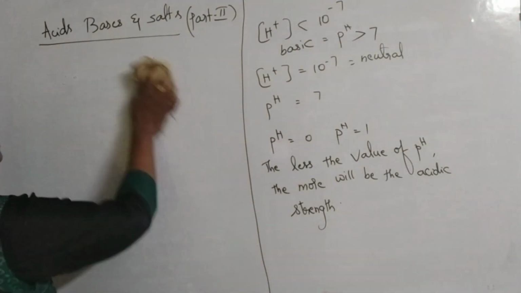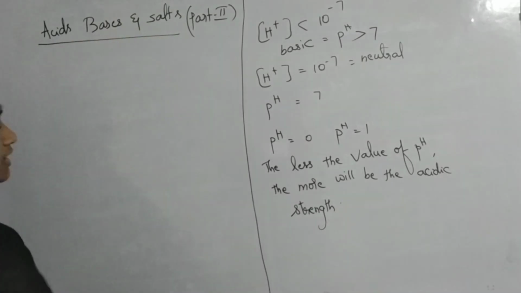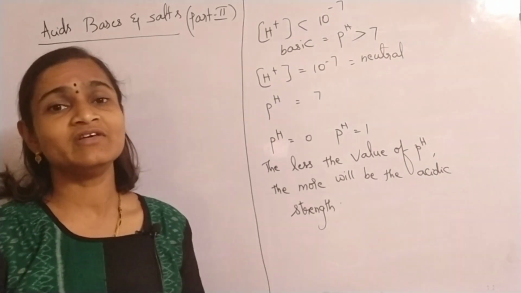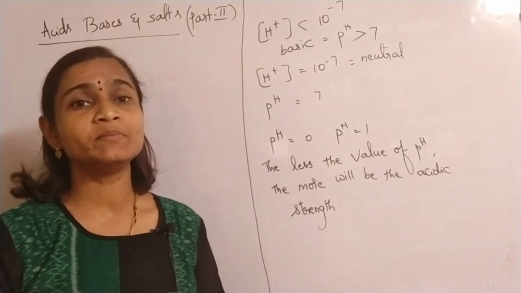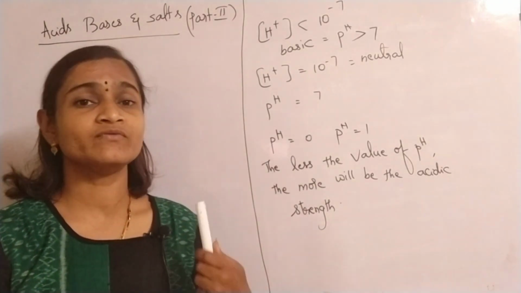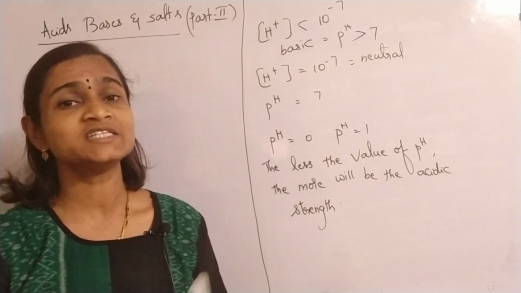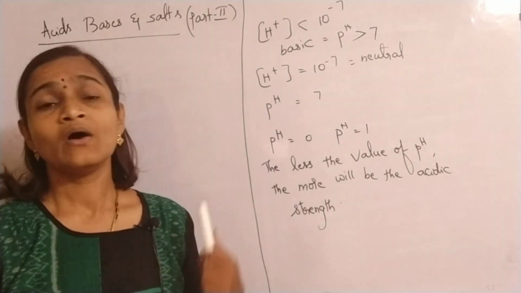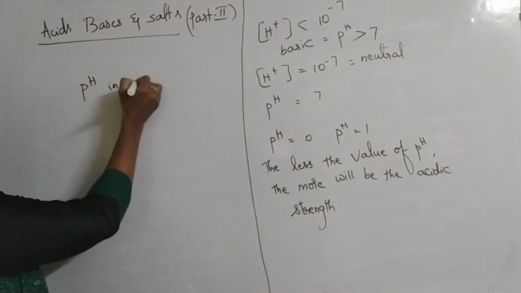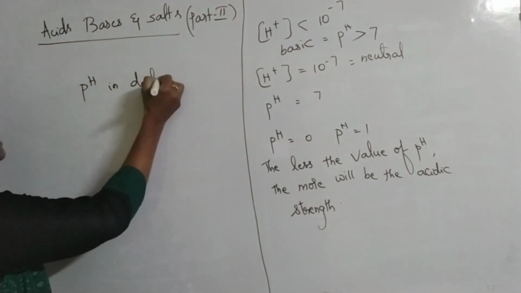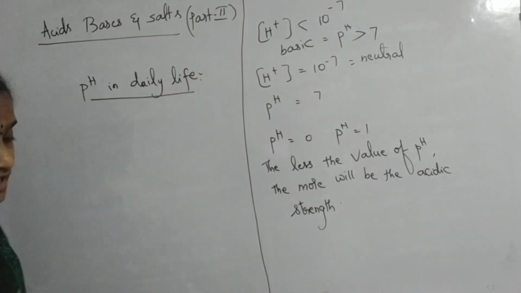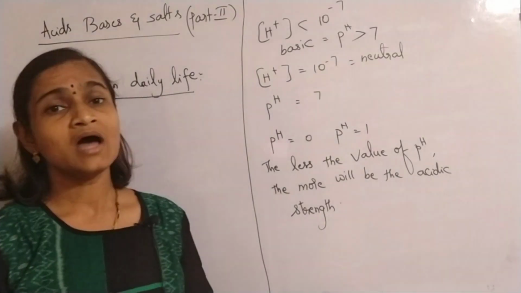So this is regarding the concept of pH. Based on this concept of pH, you will have small numericals, which we will do in the objective part, in the third part of this video. Now we have to move on to pH of the substances in daily life. What is the use of this concept of pH in your daily life? Where are you going to use this concept of pH in your daily life? So you have to understand this.